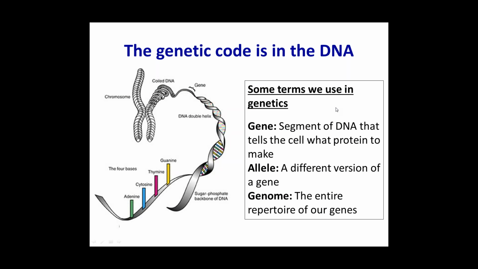Just a few terms that we'll be using throughout the talk and in genetics in general. When we say a gene, we're really referring to a fragment or a segment of the DNA that tells the cell what specific protein to make. Our cells make a lot of proteins to be able to function, and each of these proteins is encoded by a specific gene or a specific fragment of DNA. Now, these genes can be different between individuals, and this variation between individuals within a gene we call alleles.